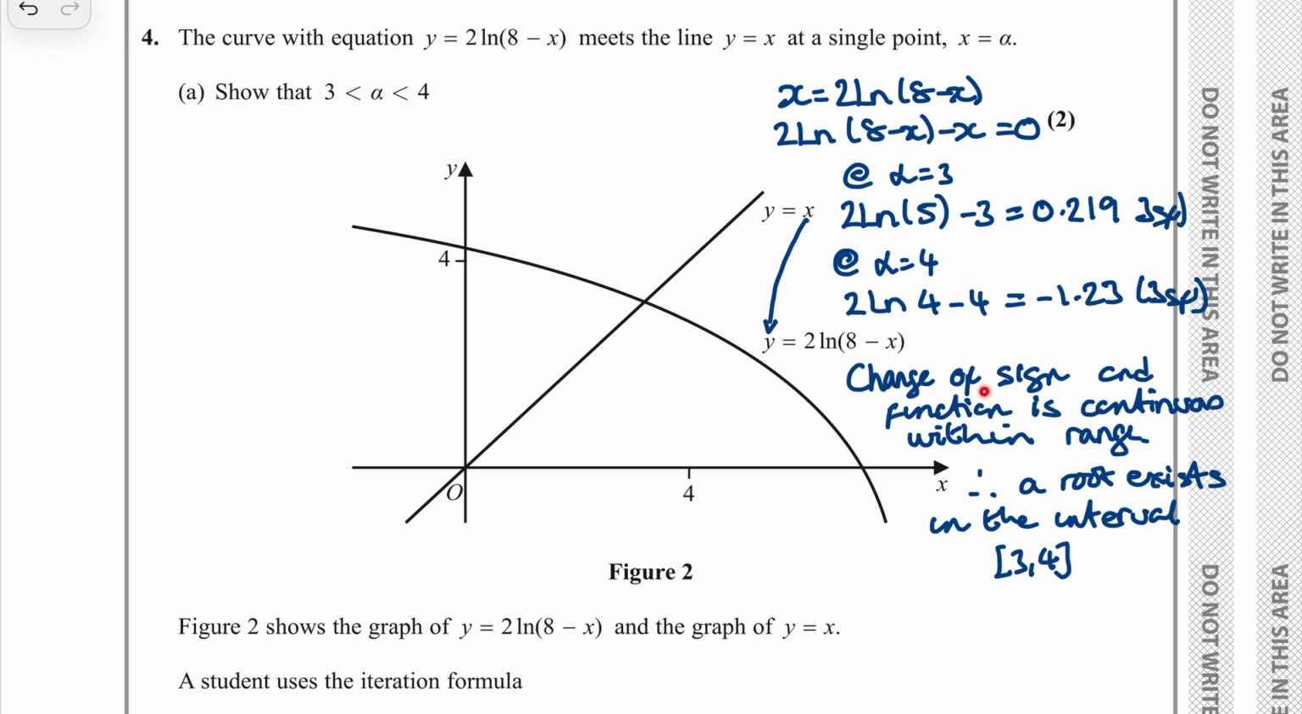So because there's a change of sign and the function is continuous within the range, we can say that therefore a root exists in the interval between 3 and 4.